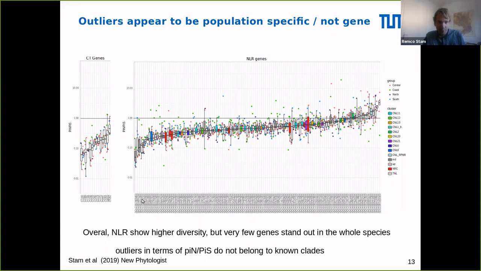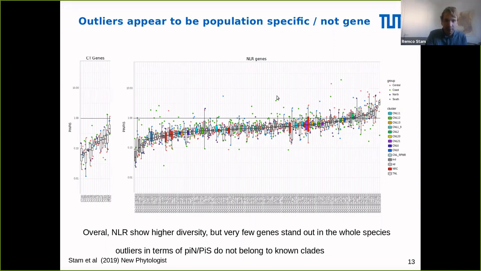What we see here is we have all the individual genes that we were able to test on the x-axis, and then the pi n pi s value again on the y-axis. If you look at the genes, there's not really one gene that is an outlier. There are some here that are a bit higher, but they don't really belong to known clades. These are either non-determined or new genes that we cannot really work with.